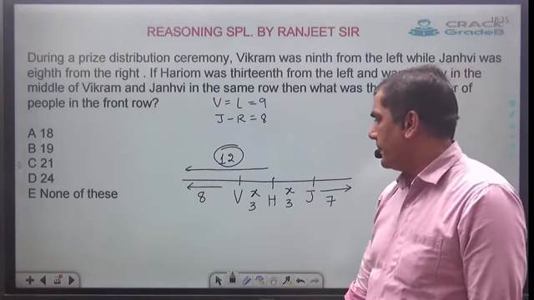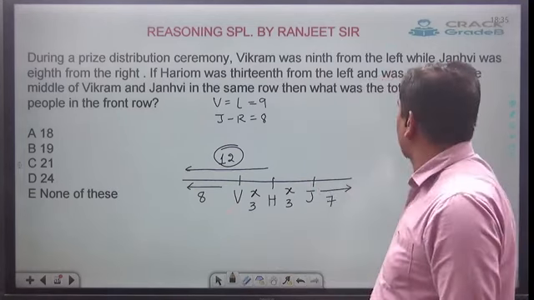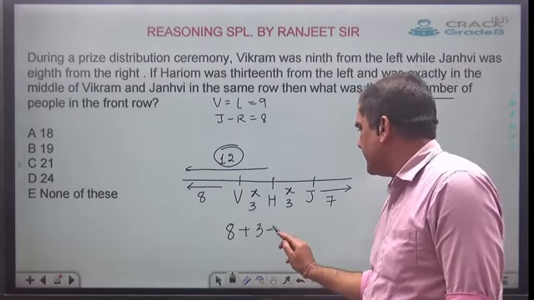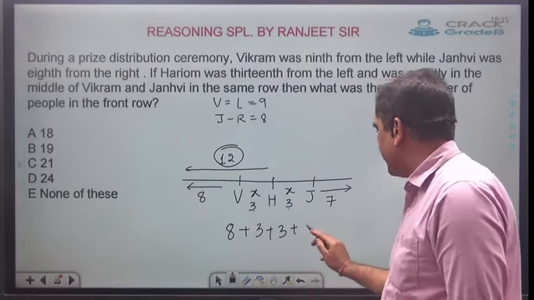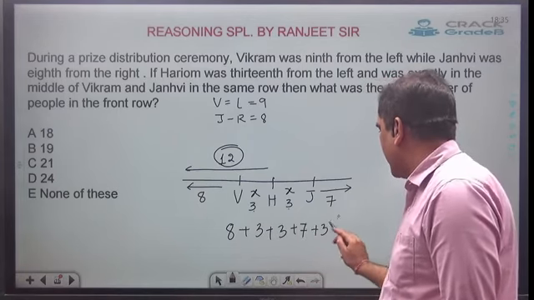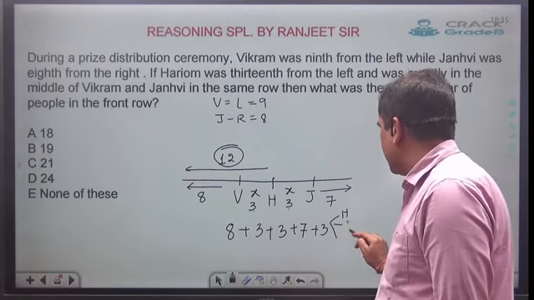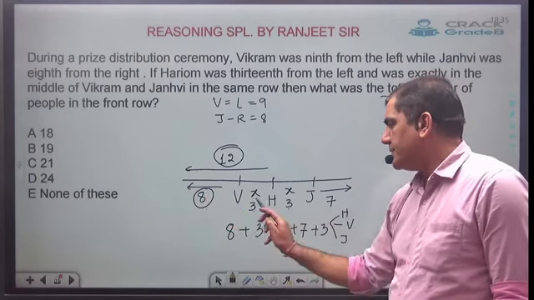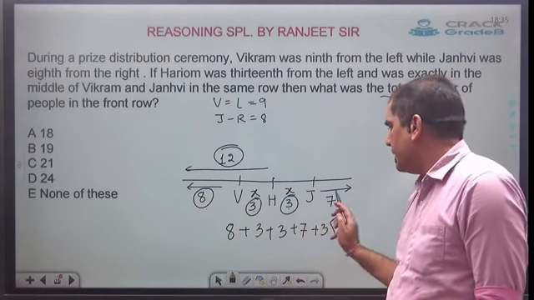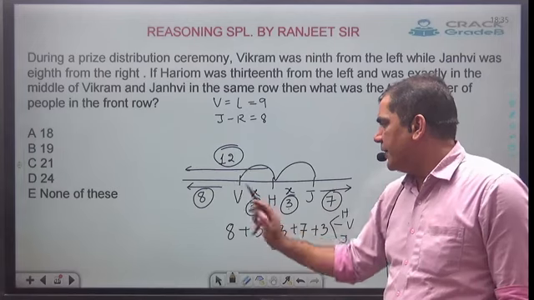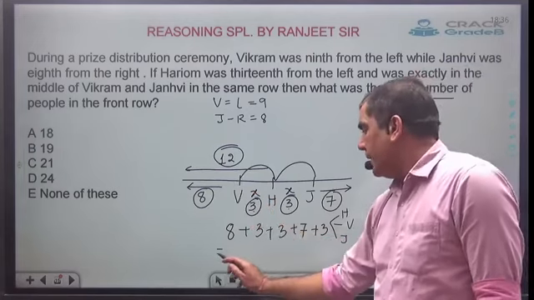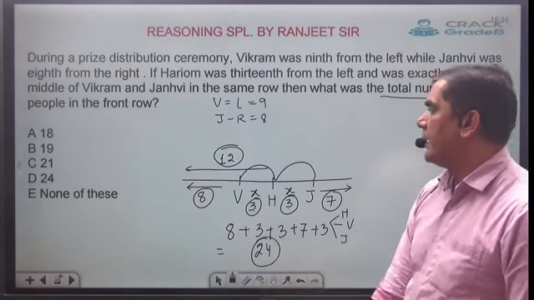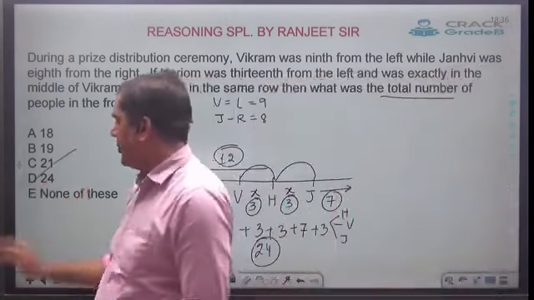Okay. Now let's calculate. They have asked for the total number. This is 8. This is 3. This is 3. This is 7. Plus 3 must be Hariom plus Vicky plus Janvi. 8 plus 3 plus 3 plus 7 plus these 3 also. So comes out to be what? 8 plus 3 is 11, 14, 21, 24. So the answer comes out to be 24. D.